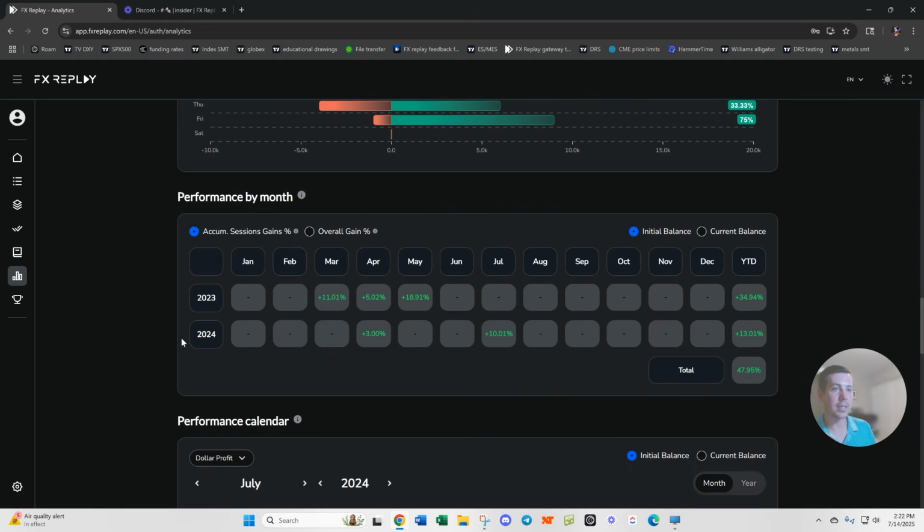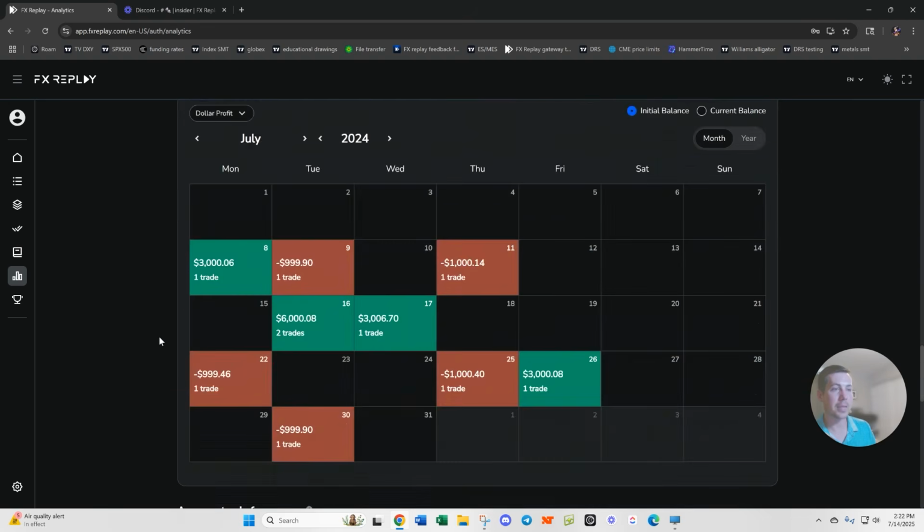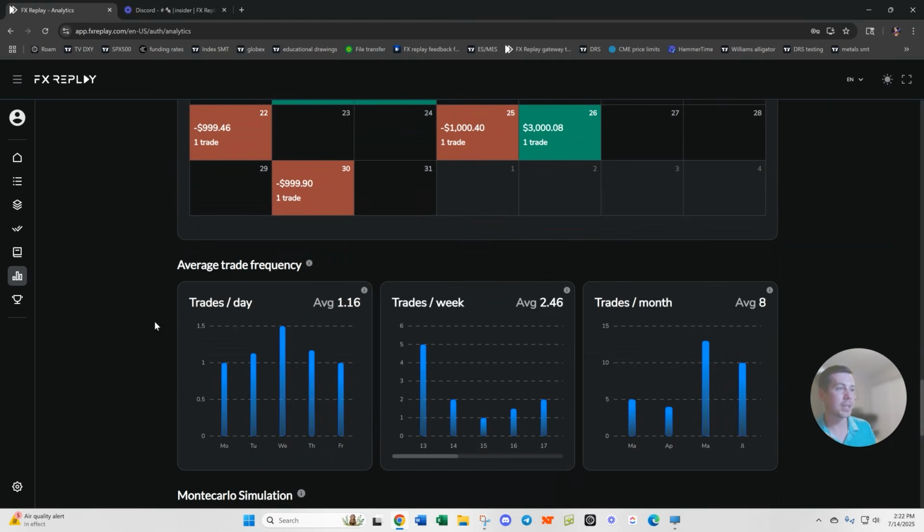I encourage you guys to test and further optimize. But yeah, that's it for the most part. Trades by month looks like we averaged 8 on average. There were some months that we had more, some months we had less. So it really depends month to month, but it looks like roughly 8 trades per month.